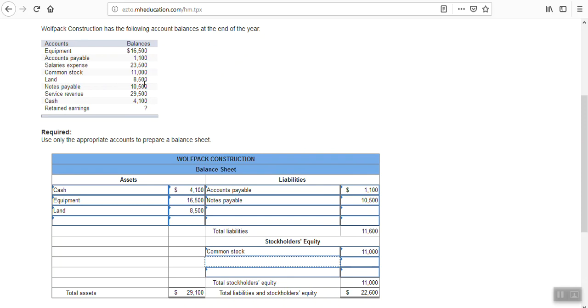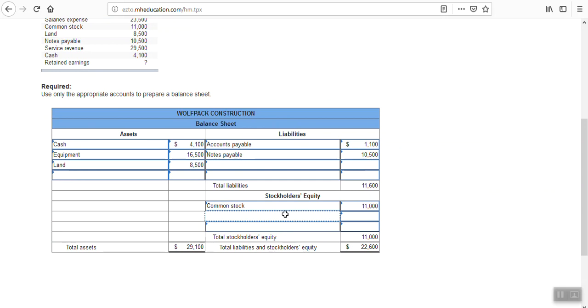We've got land, notes payable we have down there. Our revenue doesn't go on here. It goes on the income statement. Cash we have here. So we have everything but our retained earnings. So then the trick is to figure out what our retained earnings is. And retained earnings is equity, so it's going to go there.